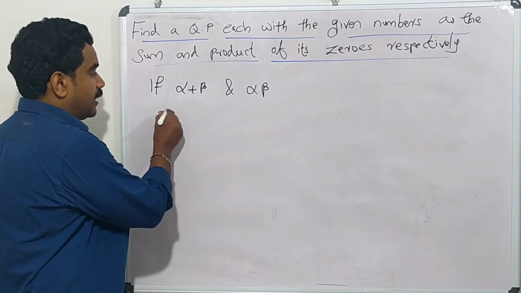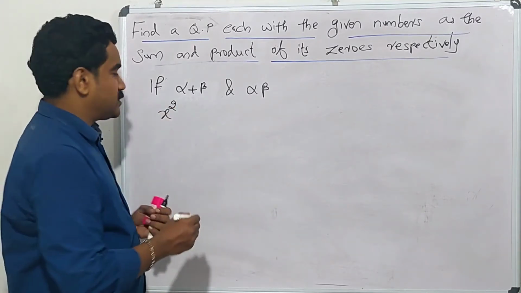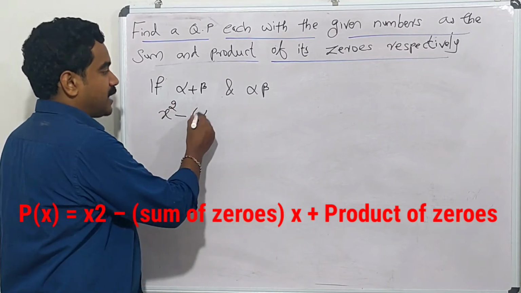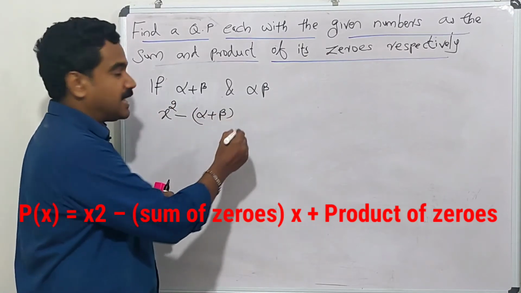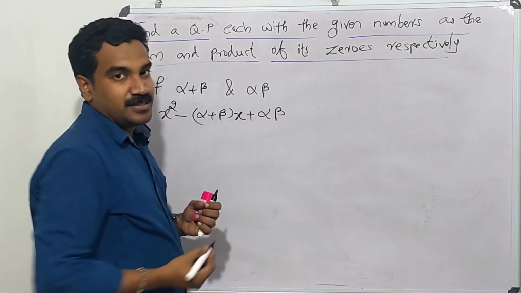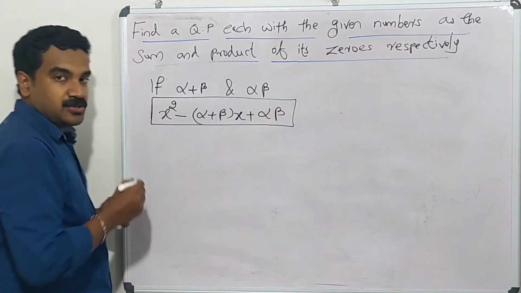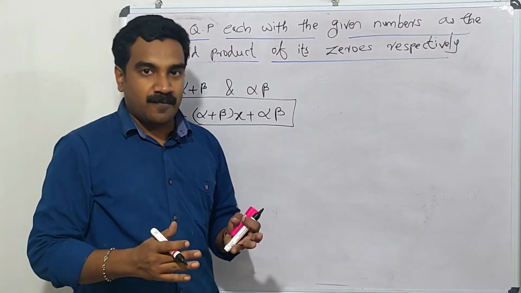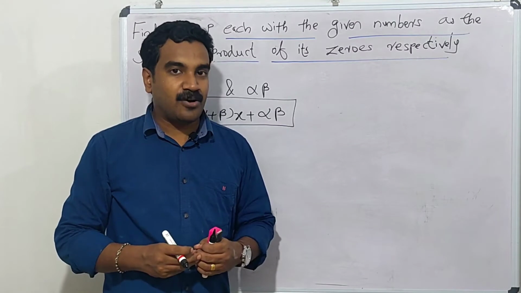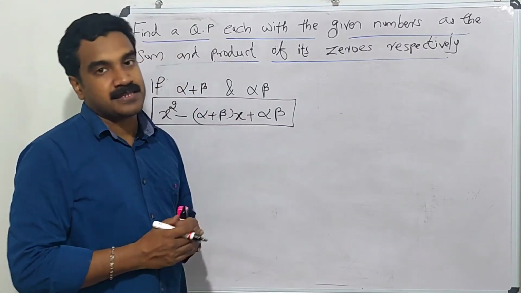The method is, if you want the quadratic polynomial in x, then x square. If you want it in the y, then y square. X square minus sum of the zeros into x. What is the sum of the zeros? Alpha plus beta. So alpha plus beta into x plus product of the zeros, alpha beta. This is the simple technique we are using. X square minus alpha plus beta into x plus alpha beta. If sum of the zeros is alpha plus beta, and the product of zeros is alpha into beta, then we can make a quadratic polynomial: x square minus sum into x, alpha plus beta into x, plus alpha beta.